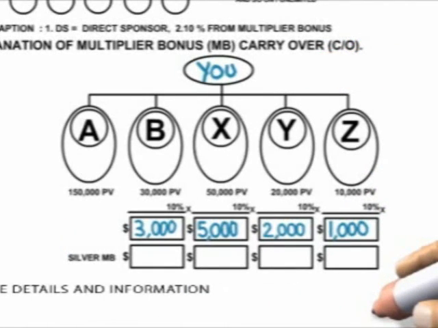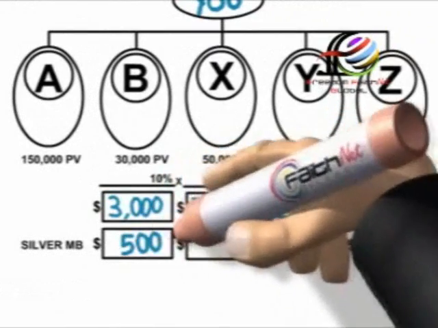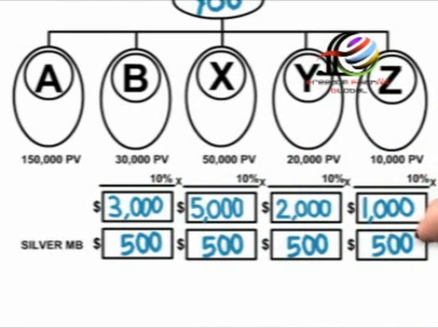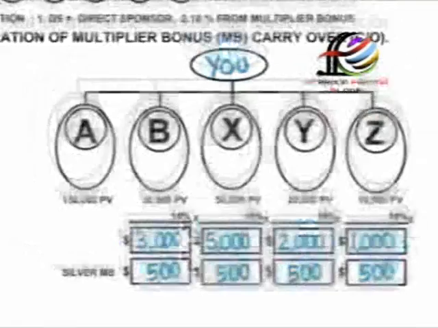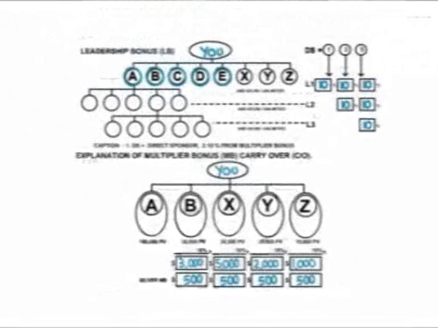If you join as Silver, you can see that the multiplier bonus is only $500. It means only $500, $500, $500, and that is a pity. Why? Because you could have received a total of $11,000 here. But since you join as Silver, you only get $2,000. That's the first reason why joining as Silver is not very fruitful.